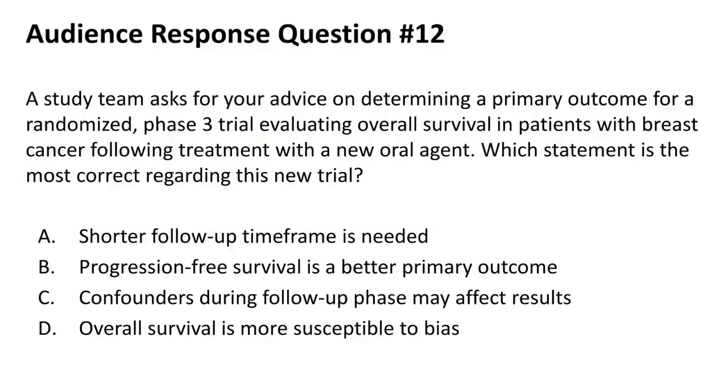All right, let's go on to question 12. A study team asked for your advice on determining a primary outcome for a randomized phase 3 trial evaluating overall survival in patients with breast cancer following treatment with a new oral agent. Which statement is the most correct regarding this new trial? A, shorter follow-up time frame is needed. B, progression-free survival is a better primary outcome. C, confounders during follow-up phase may affect results. And D, overall survival is more susceptible to bias.